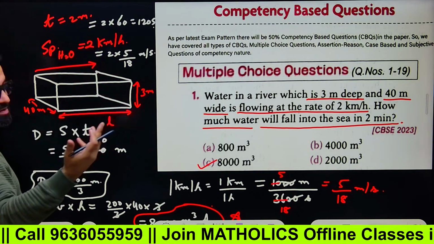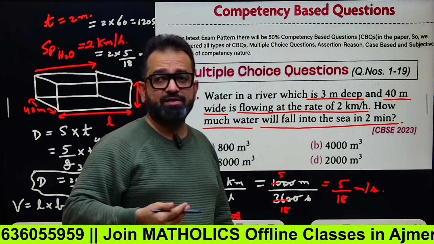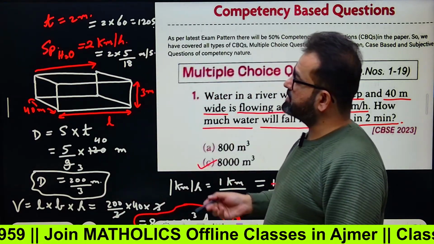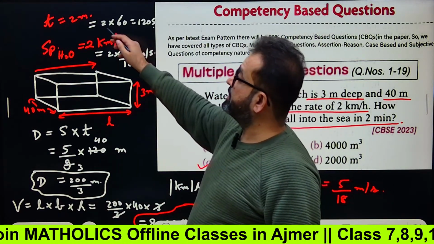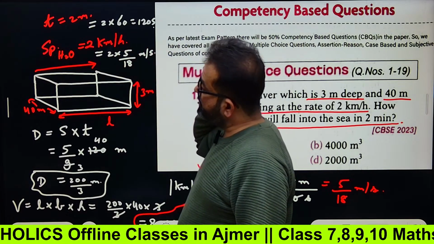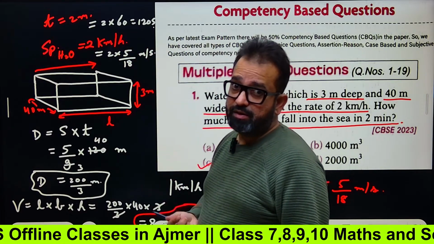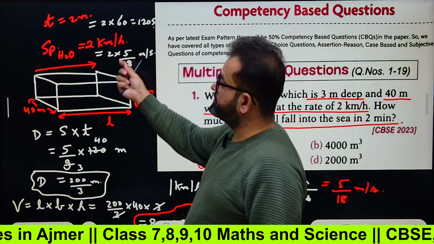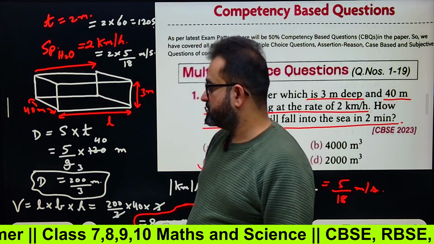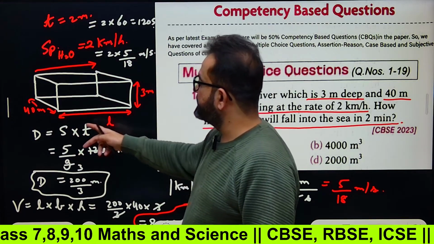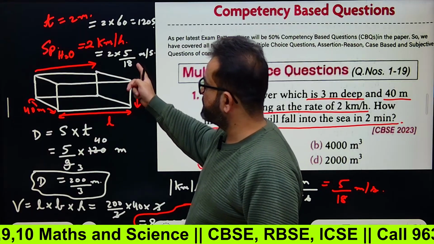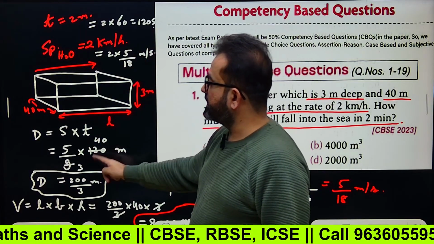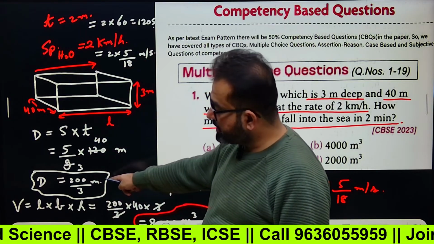So speed into time is what? Distance. Time is given as 2 minutes. So 2 minutes you have to convert into seconds, because if your speed is in meter per second, your time will be in seconds. That's why the distance will come out in meters. So distance equals speed into time. Speed is 5 by 9 here and time is 120. Multiply it and get the answer as 200 by 3 meters.